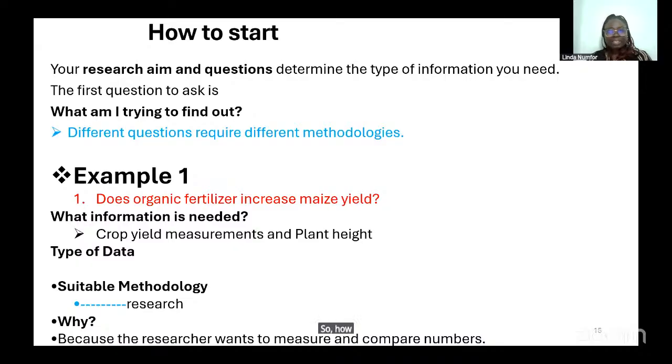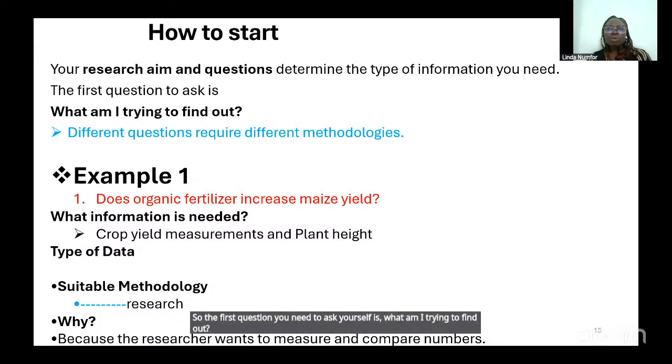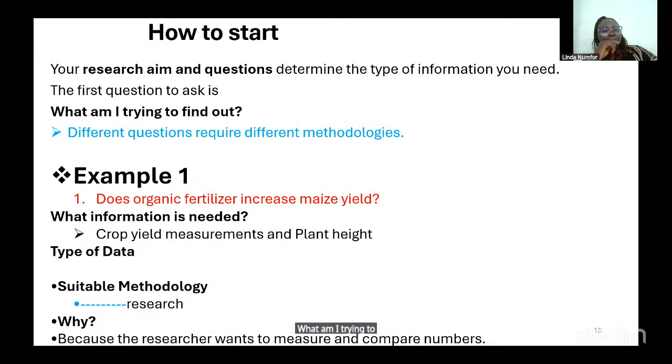So, how do you start your research methodology? As we said, your research aim and your research questions. This would determine the type of information you need. So the first question you need to ask yourself is, what am I trying to find out? What am I trying to do in this research? So with that, it helps you to bring out different research questions that will help you to get a good research methodology. For example, does organic fertilizer increase maize yield?